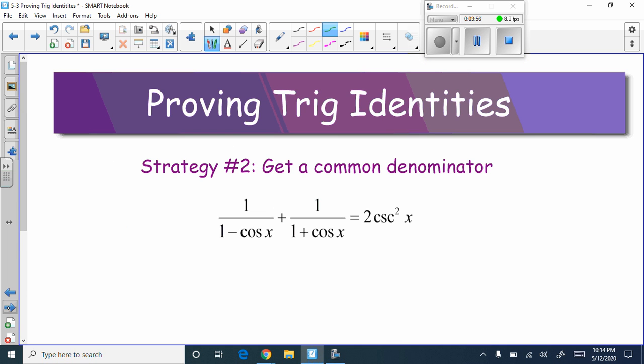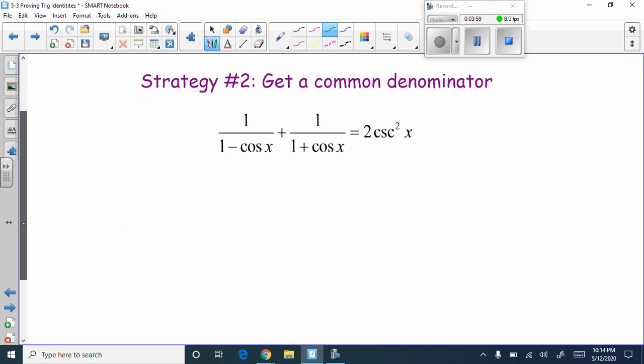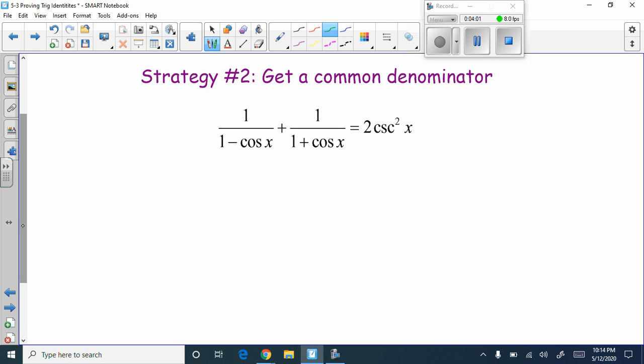All right, let's try another one. Another strategy, and you guys saw this when we were simplifying things, is that when you're adding and subtracting, make sure you're always getting a common denominator. A common denominator is as simple as looking at the two denominators and multiplying them. So I have 1 minus cosine x and 1 plus cosine x. So our common denominator is going to be those two factors multiplied together. That means I need to multiply the numerators out here.